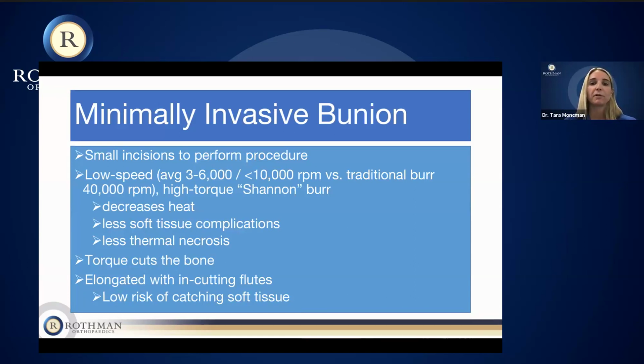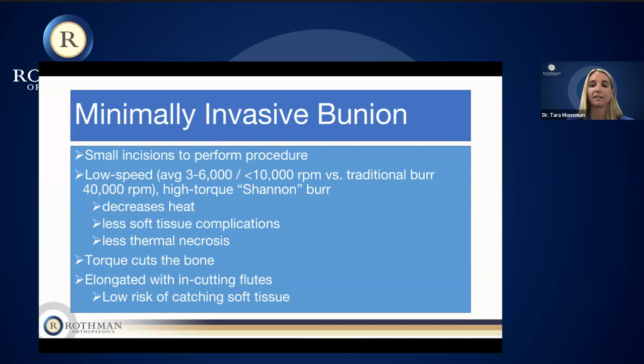And what we use to correct this, and I'll show you a picture of it shortly, is this low speed, high torque burr. It's called a Shannon burr. And it's low speed, so that means less heat, so less thermal necrosis, meaning less burning of the bone, and less soft tissue complications. And you can see there, the average speed for this burr is about 3,000 to 6,000 RPMs, where a traditional burr that we use in orthopedic surgery is up to 40,000 RPMs. So really, it's cutting through the torque, and that's what makes it lesser risk to the soft tissues as well.